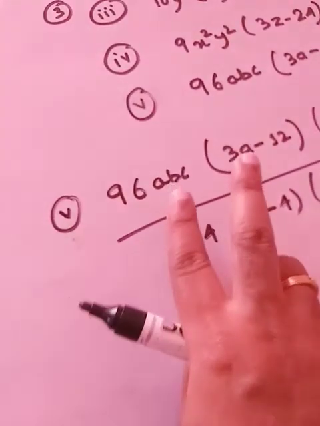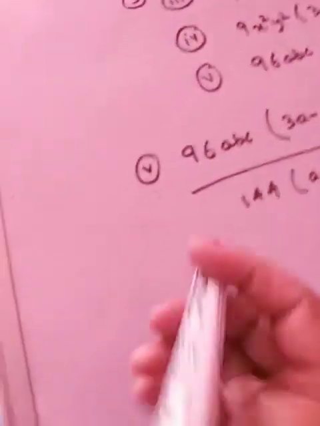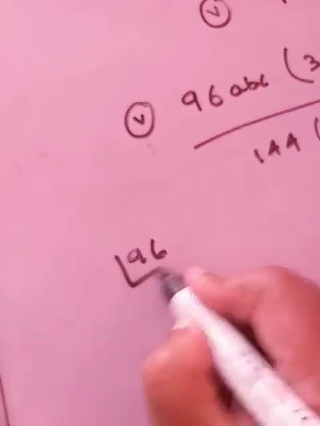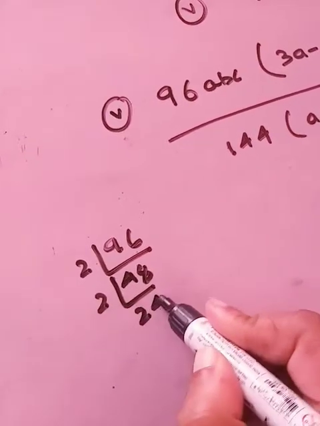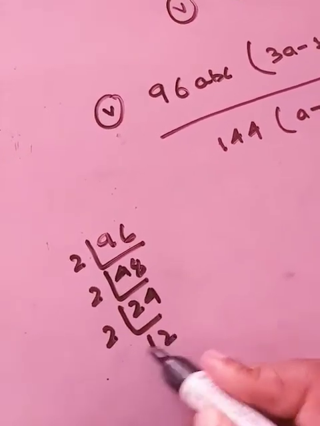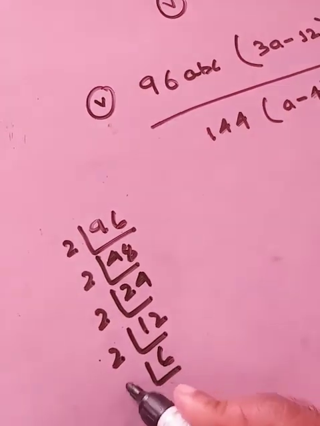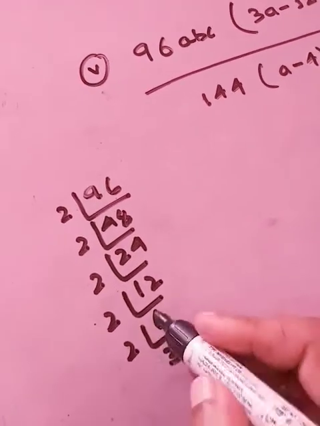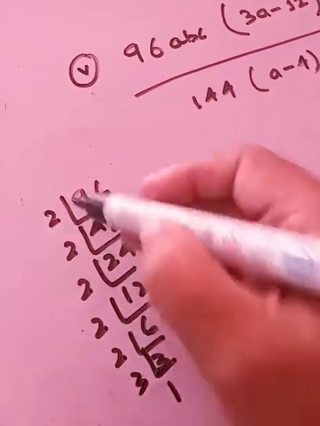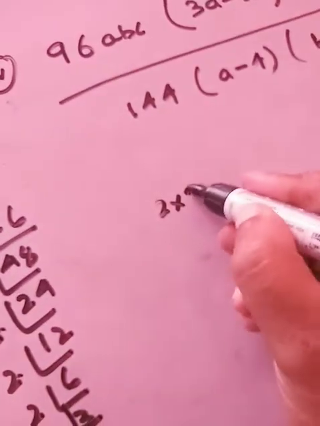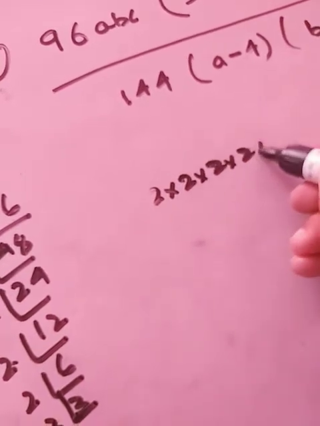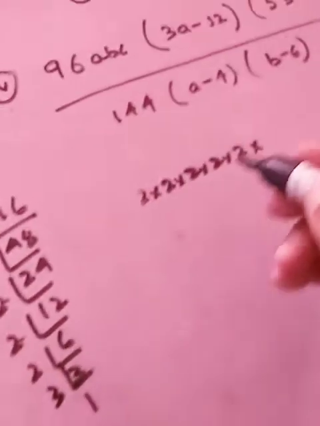Now what is the first thing that we'll do? We'll factorize this 96. So 96 means 2 48s, 2 24s, 2 12s, 2 6s, 2 3s, and at last 3 1s. So in place of 96 we'll write this. How many 2's are there? 1, 2, 3, 4, 5. 5 2's are there and 1 3 is there.